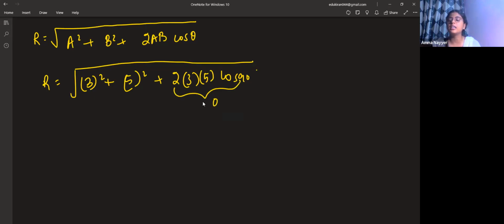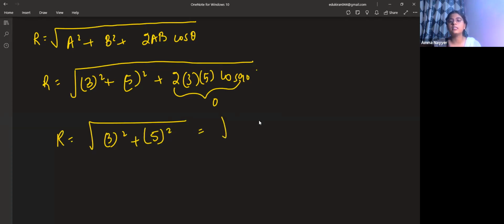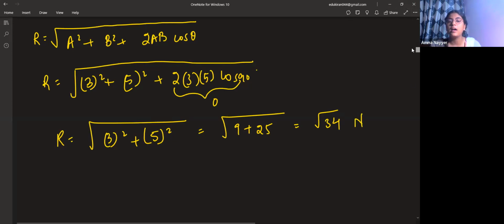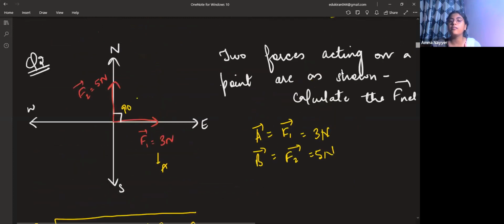So this entire term becomes 0 because whenever you will multiply this 2 into 3 into 5 with 0, answer will be 0. So what are we left with? Under root 3 square plus 5 square. So that becomes 9 plus 25, which is root 34. So this is just the magnitude. Root 34 Newton is just the magnitude. This is not my complete answer. Whenever you are writing, you have to mention the direction as well.